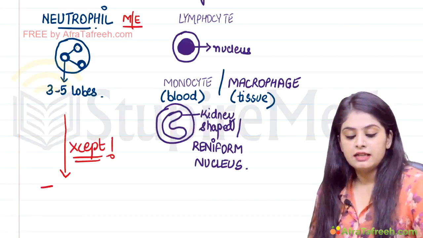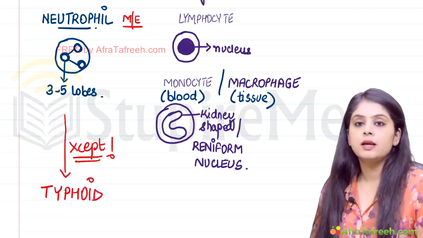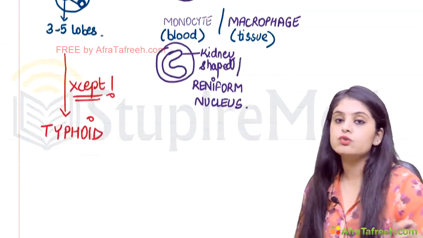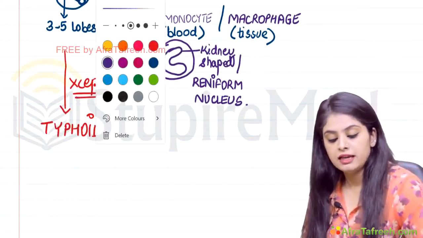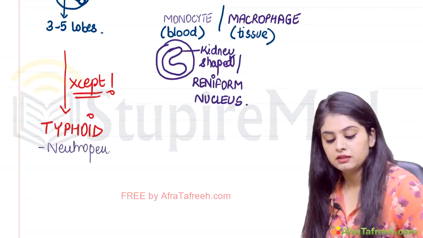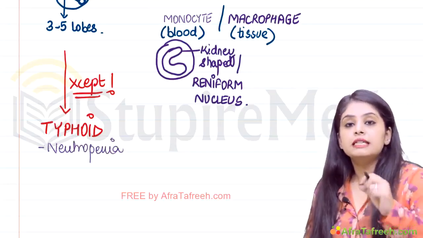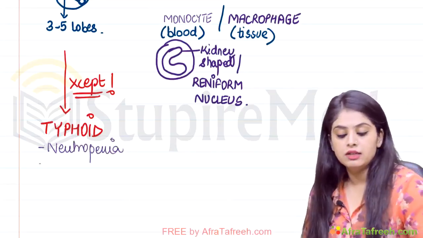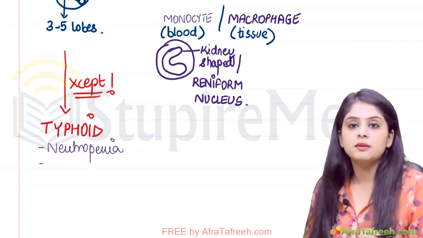Yes. Typhoid is an acute condition. It is an acute infection. But typhoid is not going to show an increase in neutrophils. Instead, students always remember typhoid shows neutropenia. Penia means decrease. So typhoid shows a decrease in the neutrophil count, not neutrophilia, not an increase. So this is an exception.